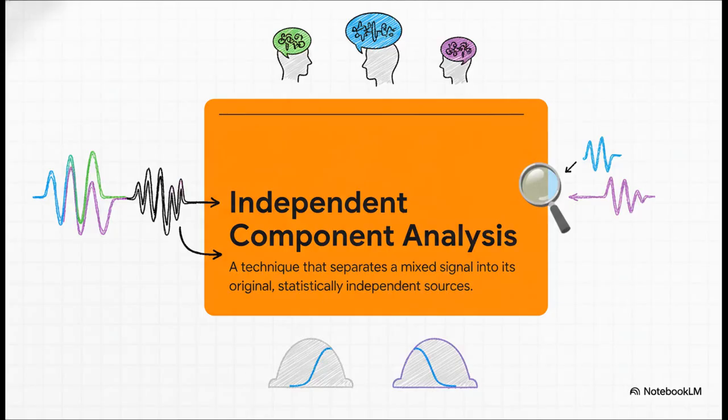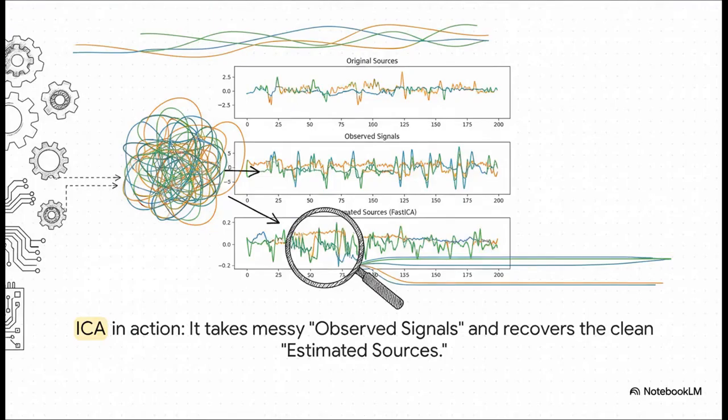The solution is a technique called independent component analysis, or ICA, and it works by making one really important assumption: that the original sources, so the individual voices in our example, are all statistically independent of each other. And right here, you can see the power of ICA in action.